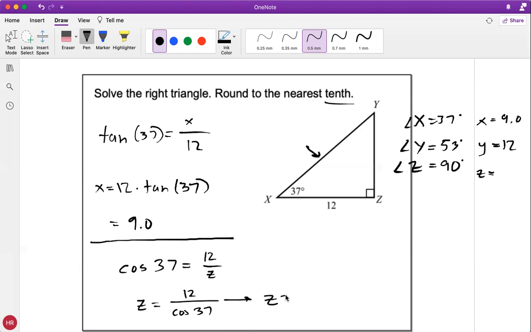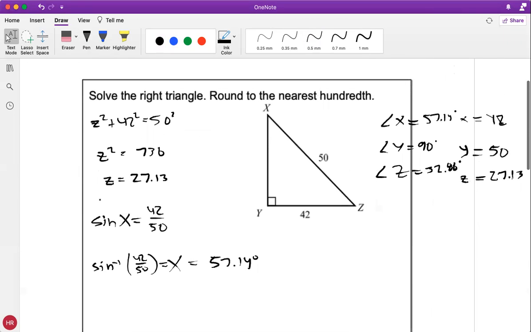Which means that Z is equal to, and again, this is a calculator thing, punch it into your calculator, and you get 15.0, 2, 5, 6, 2, 7, 9, and so on and so forth. So Z is about 15.0. And that's how this triangle is now solved. And that's how we use inverse trig here to solve this triangle.